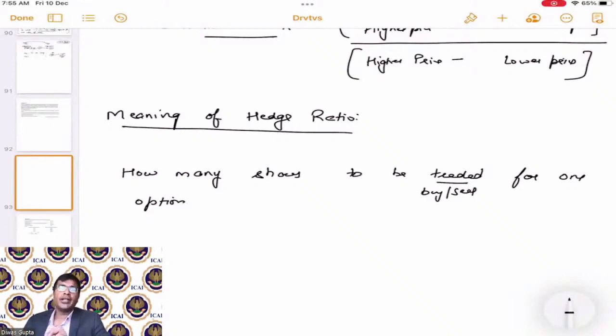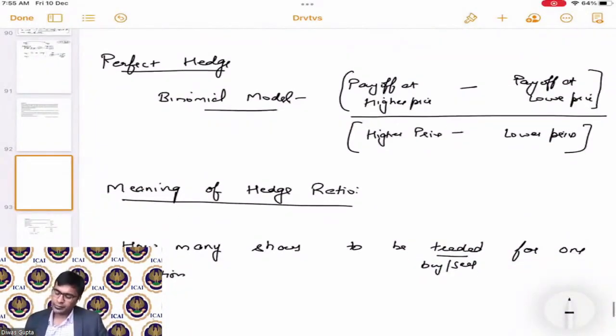Hedge ratio is trying to give you a proportion between what should be the optimum share quantity compared to one option. Okay, this is what is called as hedge ratio. This we have studied in the futures also. What is the correct hedge ratio? In options also, it will come in two different manner. This is the hedge ratio that is given under the binomial concept. This is the formula. Okay, how many shares to be traded for one option?